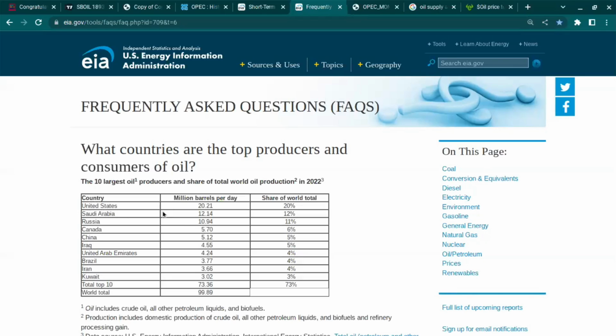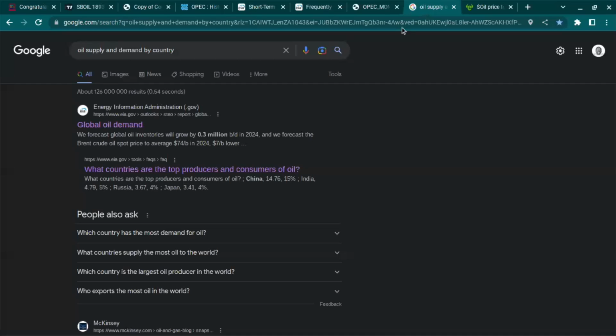So we got the United States here, we got Saudi Arabia, Russia, Canada, China, Iraq, United Arab Emirates. So these are all big oil producers. And so oil is something that's really key in the world. And so you want to check what it's actually doing, because it will help you see other industries and how they're going to do, especially those that have a direct input with energy.